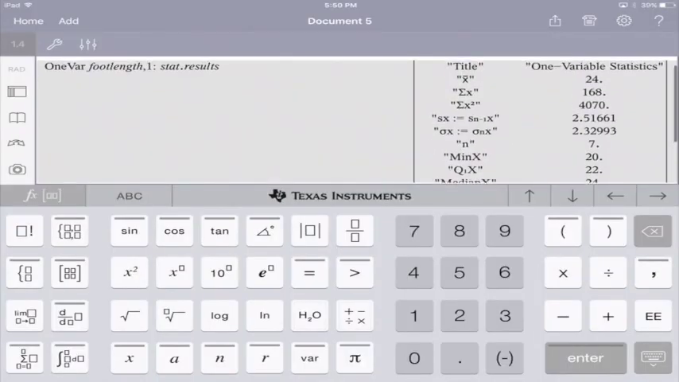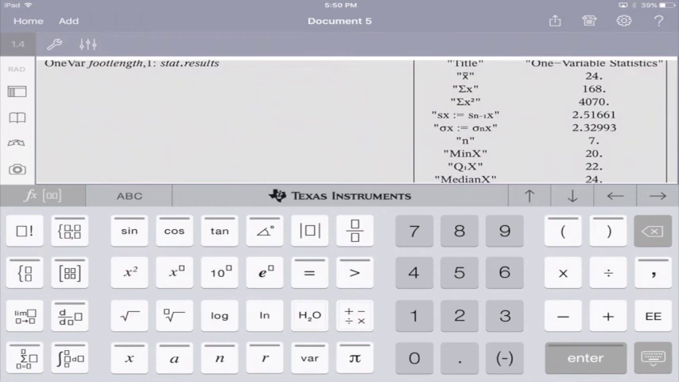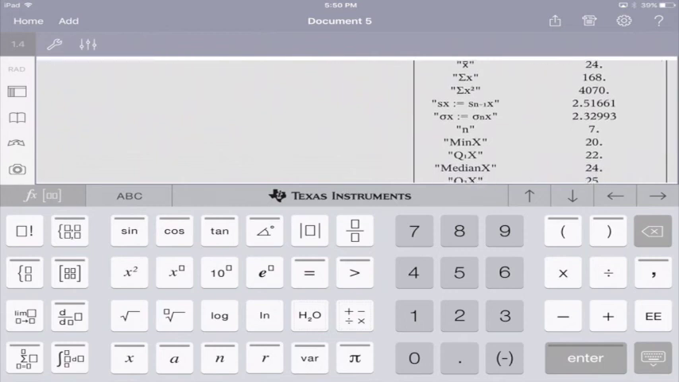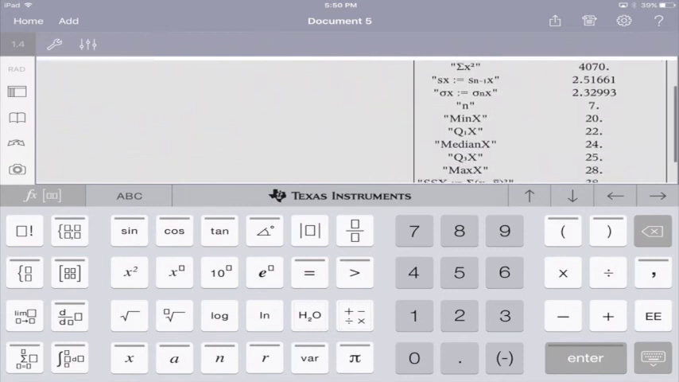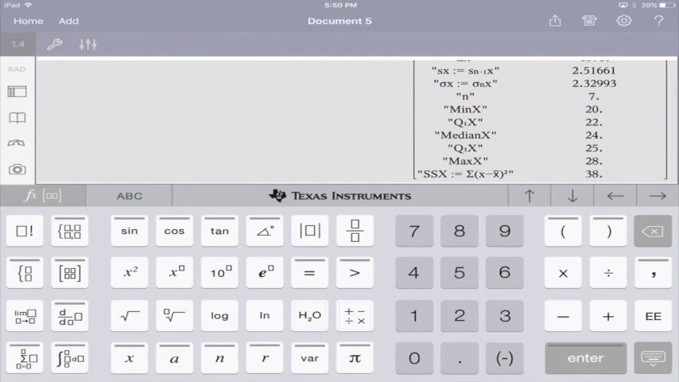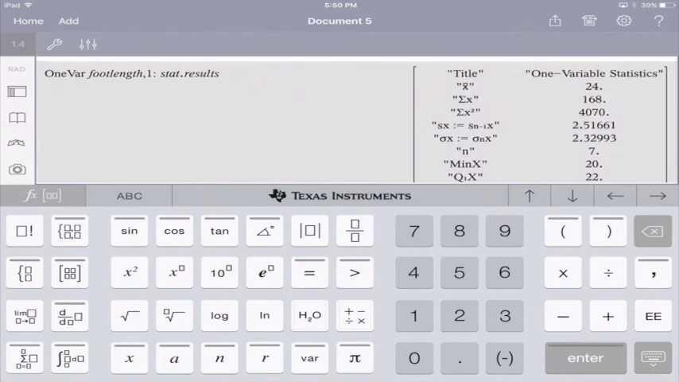So remember all of that stuff. Our mean was 24, like I said. The standard deviation, there's that 2.51, and our number was 7. There's the 5-number summary: min, the first quartile, the second quartile, the median, the third quartile, and the max. So there's a lot of stuff all done for you, which is super duper nice.